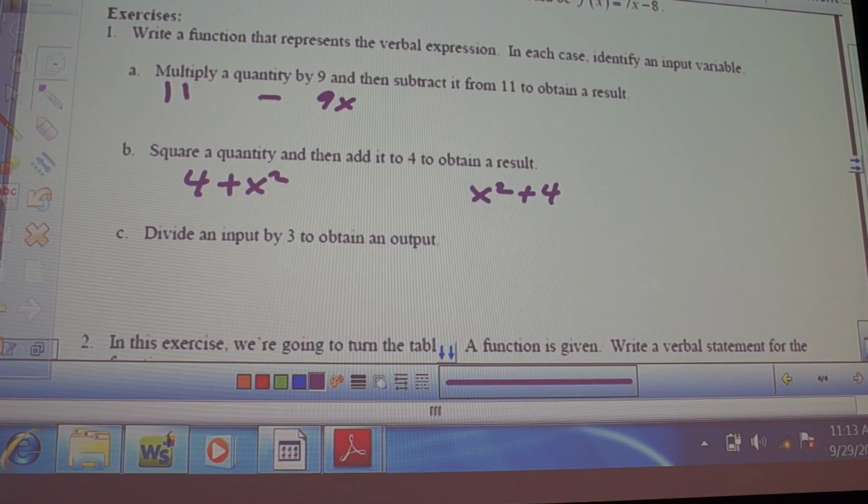Someone else. Divide an input by 3. Someone else besides Eric. Help me out here. X divided by 3. Done. Oh, these should be functions. So this should be f of x equals.